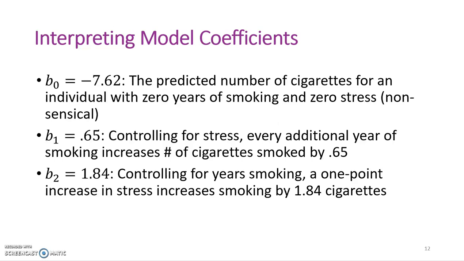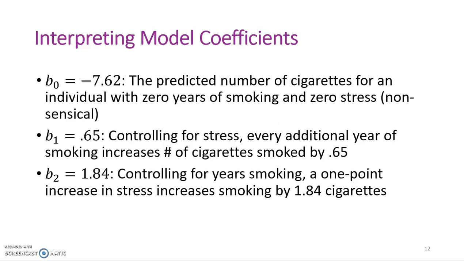We also have slightly adjusted interpretations for the slope coefficients, and now we've got two. The first slope coefficient, B1, is 0.65, and this is the regression coefficient relating years of smoking to number of cigarettes smoked. We have to interpret this as holding the other predictor constant, or controlling for the other predictor. So controlling for stress, every additional year of smoking, the predictor of interest, increases number of cigarettes smoked by 0.65.